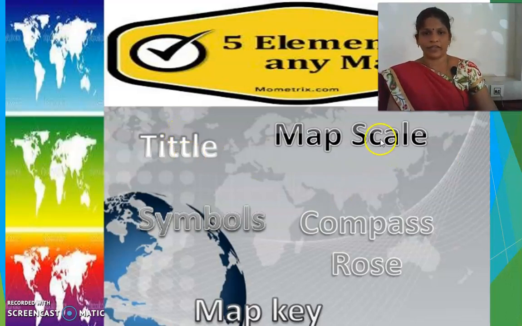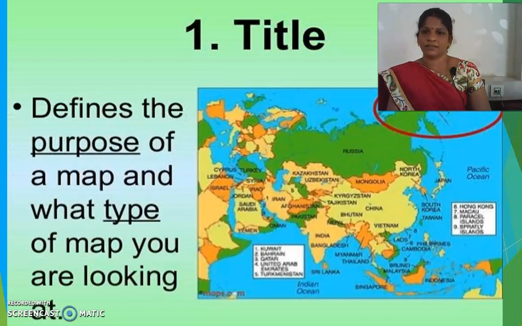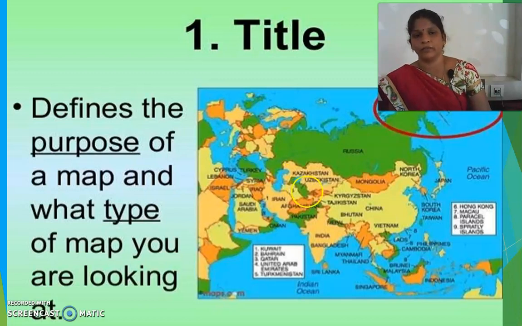Title, map scale, symbols, compass rose, map key. These are the 5 important elements or components of a map. The first one is title. The title explains the purpose of a map and what type of map you are looking at. Without a title we cannot know what type of map it is.